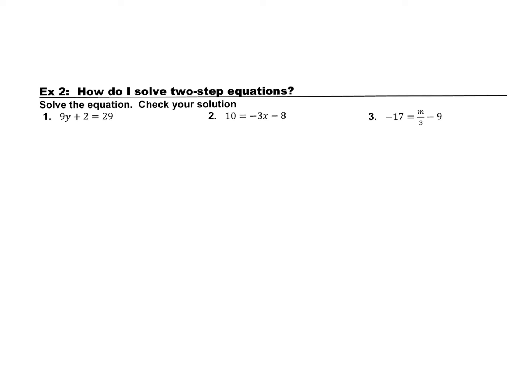All right, example number 2, how do I solve two-step equations? All right, solving two-step equations, we are also going to be isolating the variable, just like we did with the one-step equations, and we're going to be isolating the variable by undoing the things around the variable. And so when we're undoing the things around the variable, we are undoing the order of operations.